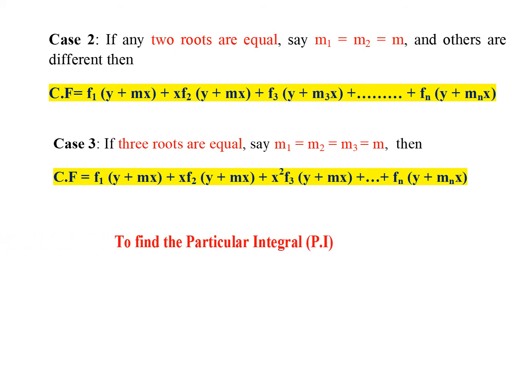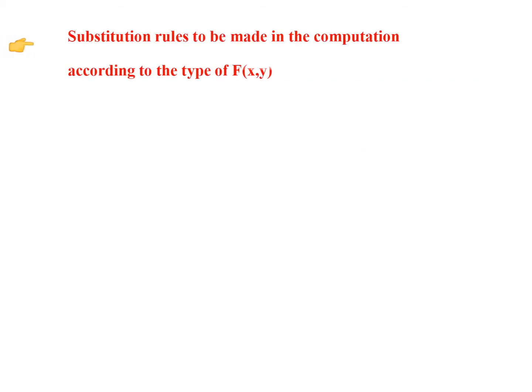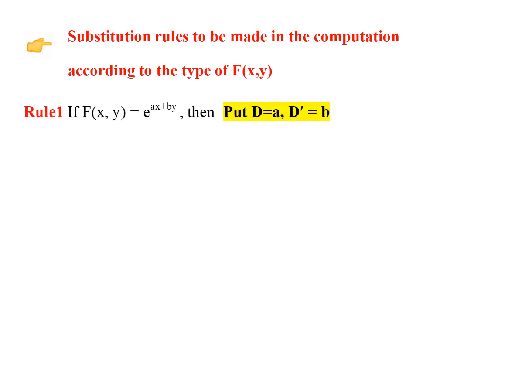Now let us see how to find the particular integral, which pertains to the right side function. This is the general formula of a particular integral: 1 by the operator, operated on the right side function. Though there is a common formula for the particular integral, according to the type of the function f(x, y) there are certain rules which we need to follow. So let us quickly see all the rules one by one.